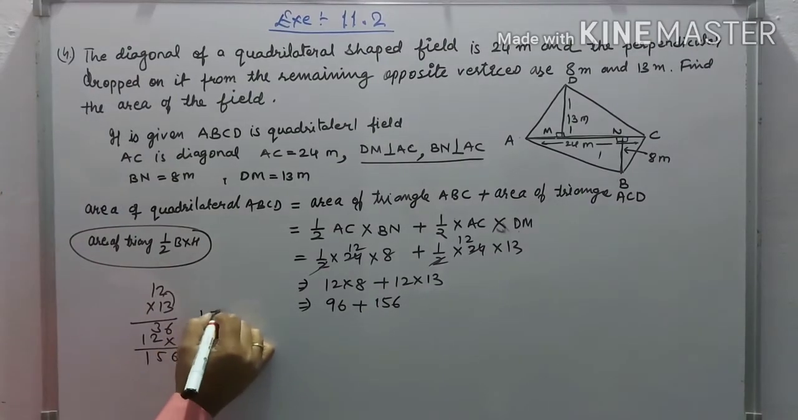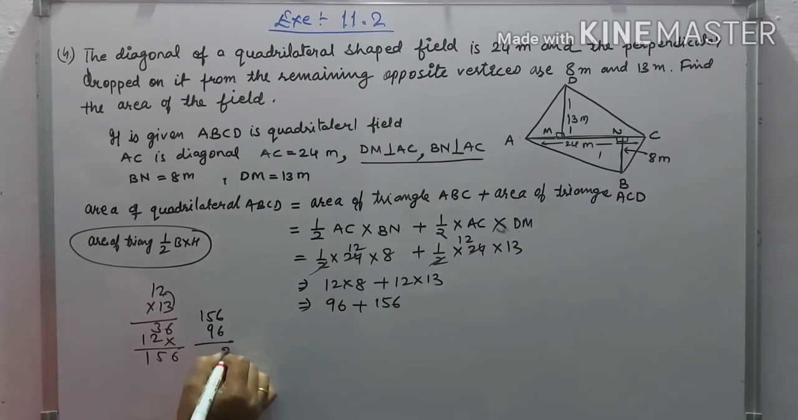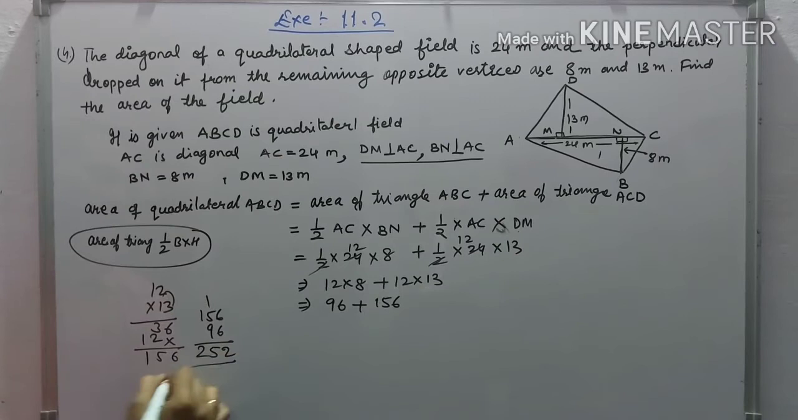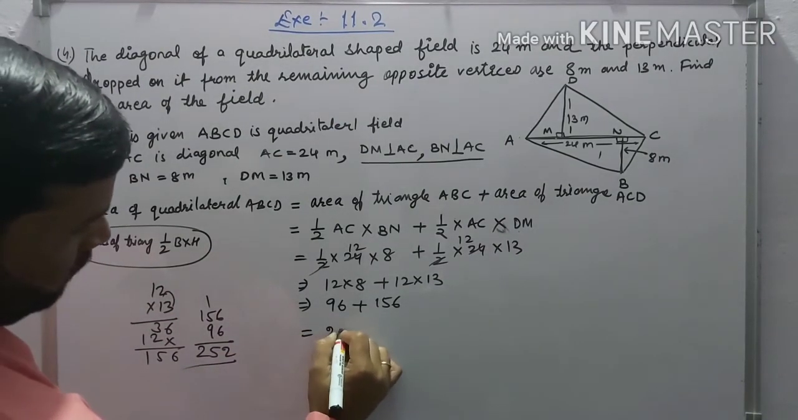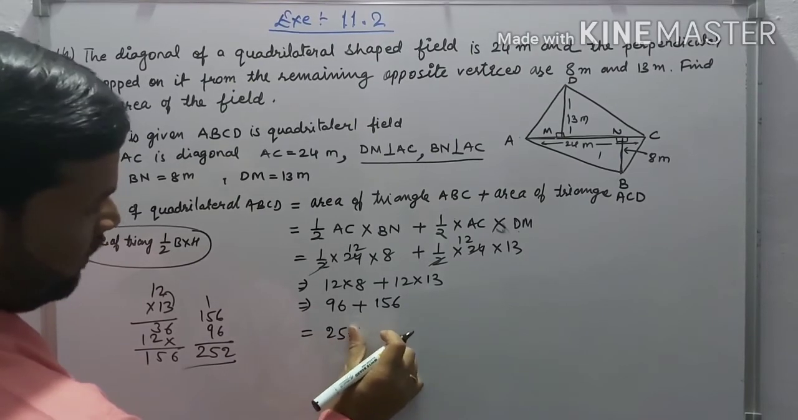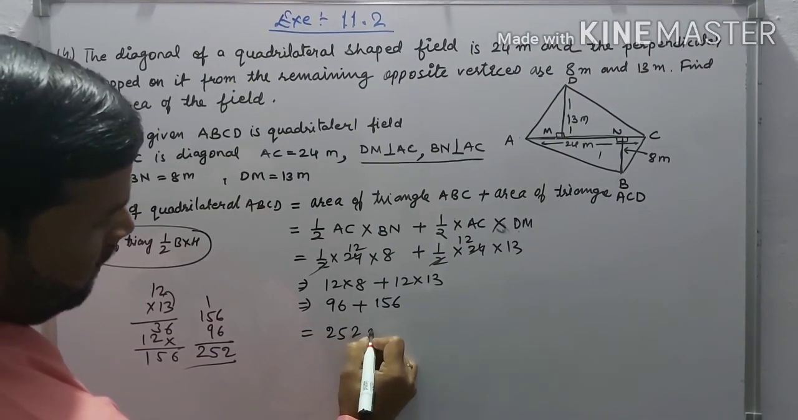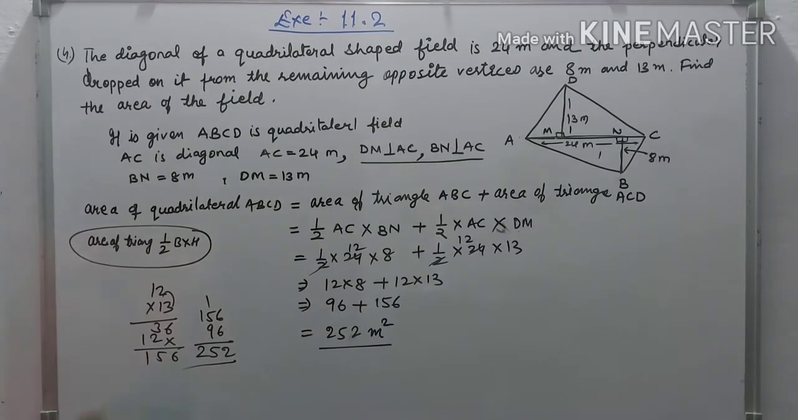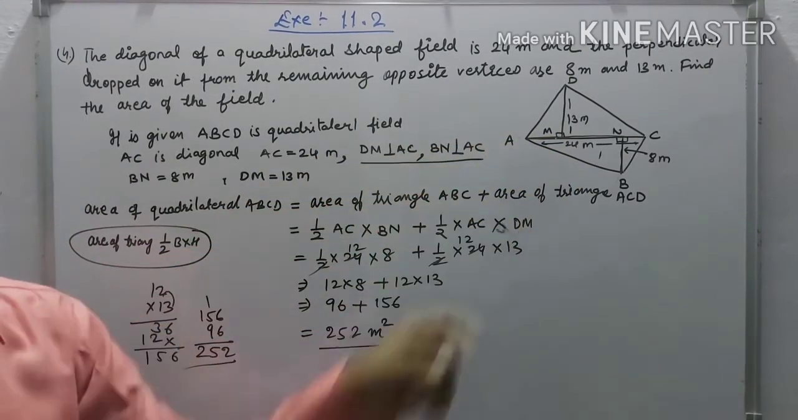And 156 plus 96 is 252. Okay, it means 252 meter square is the area of the total quadrilateral ABCD.